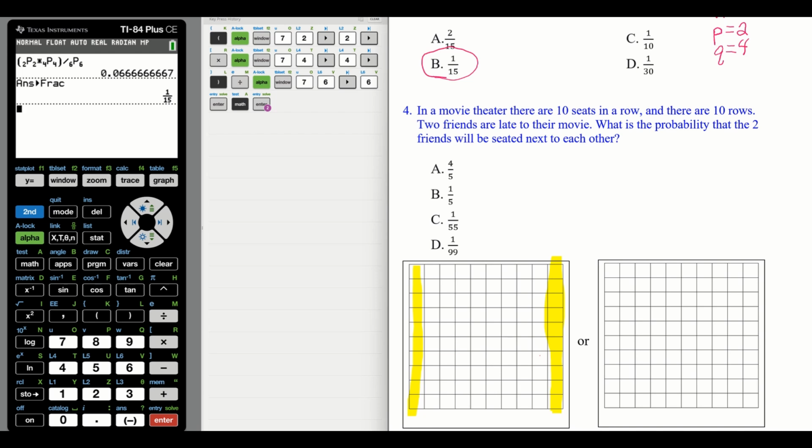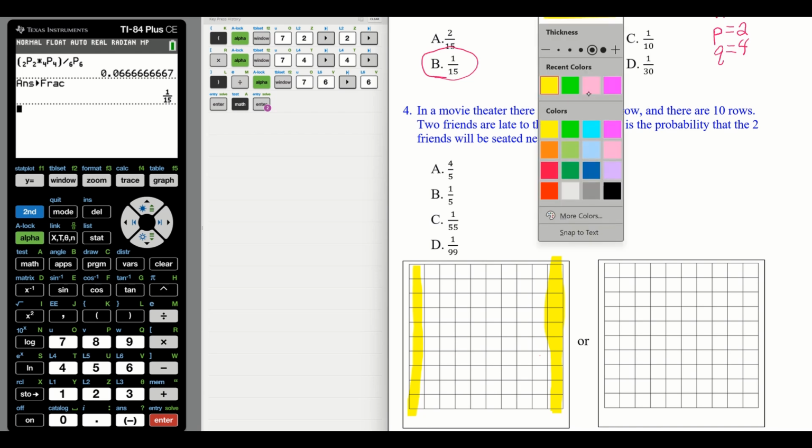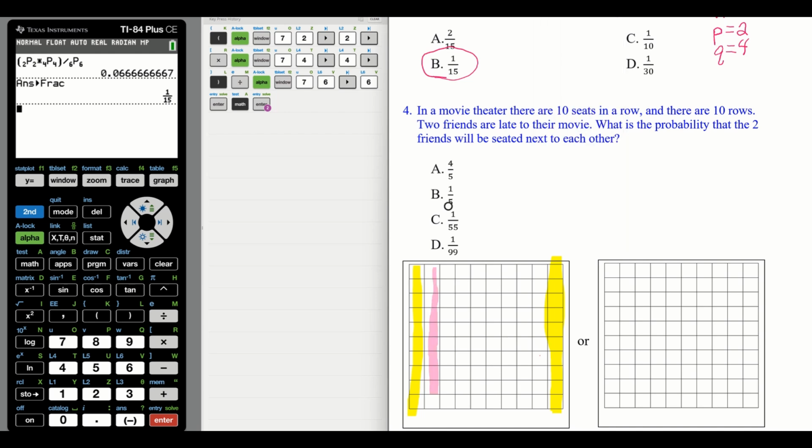Then once they sit in the aisle, that's the first friend. The second friend might get to sit next to them. Okay, so what does this mean? This means we have the first friend in yellow, their possible seating, is 20 aisle seats out of the 100.